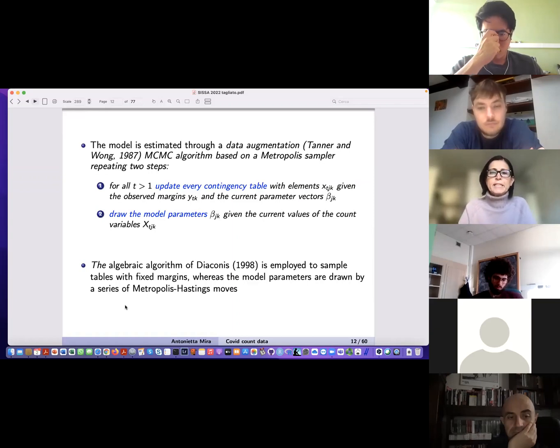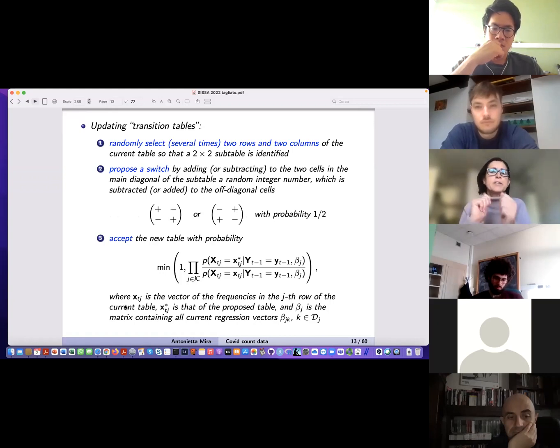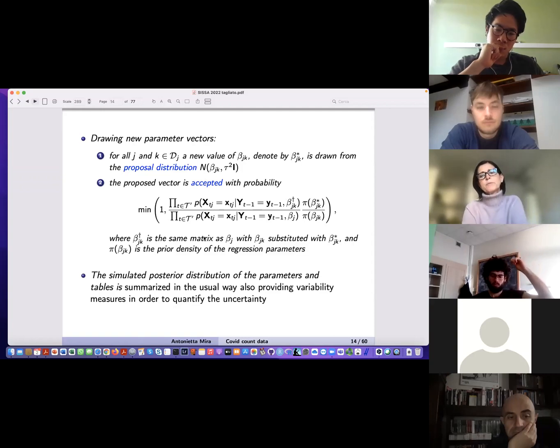Now, in order to update the contingency table, we select 4 entries in a sub 2x2 matrix of this transition table, and we either increase or decrease the entries of this matrix, and we accept this move with a certain probability. And to update the parameters, we use a standard random walk Metropolis step with a Gaussian proposal distribution and the usual Metropolis-Hastings acceptance probability. So using this algorithm, we simulate from the posterior distribution of the parameters in the table.